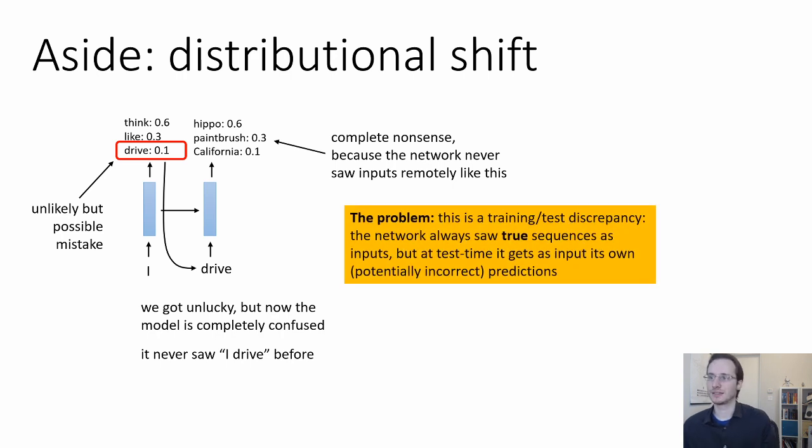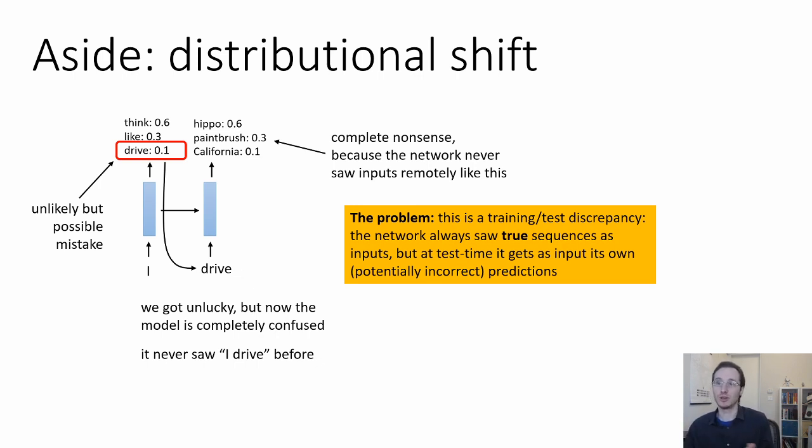The problem underlying this is a discrepancy between training and test. Because during training, the network always saw true sequences as inputs, but at test time, it's suddenly getting its own inputs, which are potentially incorrect. So the problem is not that it made a small mistake at the beginning. The problem is that that small mistake compounds by then becoming an erroneous input into the model. If we weren't giving it this input, it might actually still recover. It might still produce a sentence that's not perfect. It might say, I drive, therefore I am. But it would at least be a sane sentence.